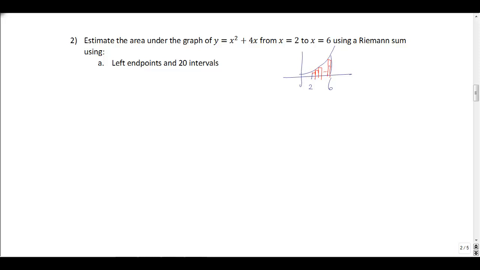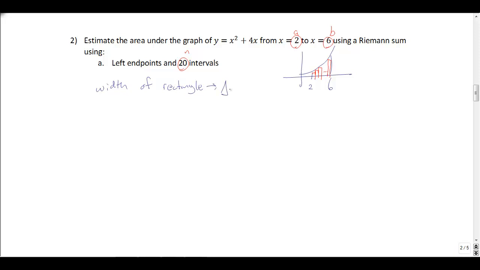So I could do that directly. It's 20 things to add up. That gets a little bit annoying. I'm going to do something using the summation instead. So what I'm going to get here, I'm going to think of 2 as A. So that 2, I'm going to think of that as A. The 6 is B. The 20 is my N. So a couple things here is the width of one of these rectangles.